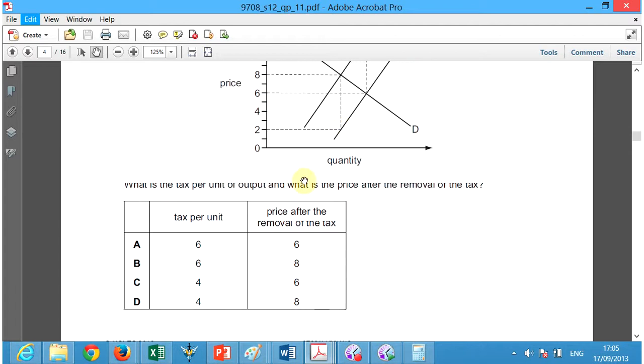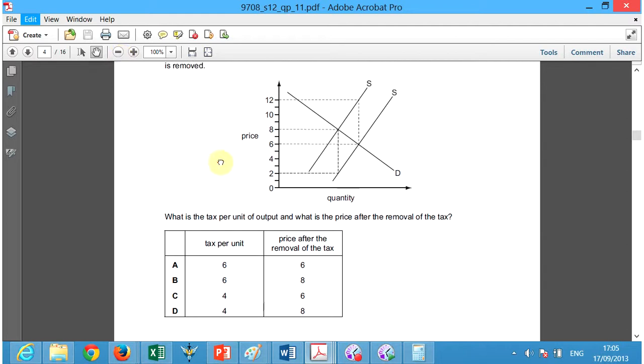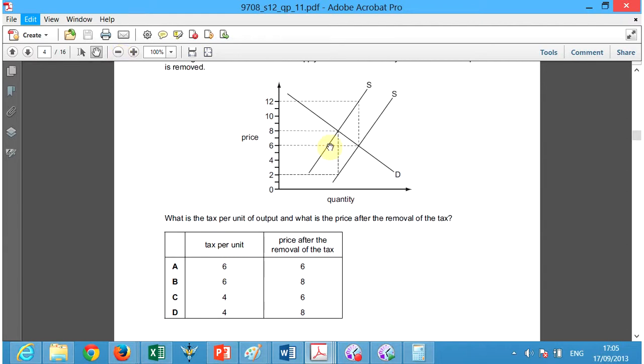Okay, so what is the tax per unit of output? Well, again, I'll make the window a little smaller. We can say the tax per unit is 6 because at each quantity demanded, the price of that quantity demanded increased by 6. 6 to 12, and here you can see 2 to 8. Okay, that's the tax per unit. Now, price after the removal of the tax is, now that the tax is gone, imagine this line being erased. What is the equilibrium? 6. Again, the price is 6.